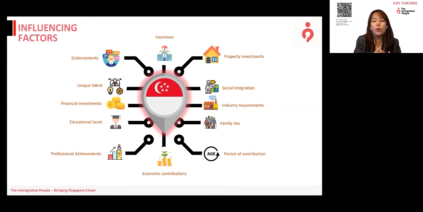So that's why there is this misconception that people always have, that an agency will not add value in your application. It's true to a certain extent, depending on what type of agency you're talking about. We are a consultancy firm. Now the next one is family ties.